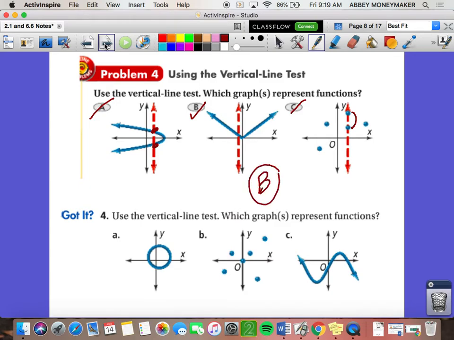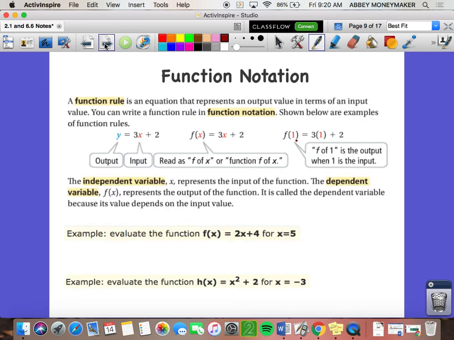Okay. So go ahead and try A, B, and C down at the bottom. Be sure to read the question carefully. Hit pause, answer them, and then once you have them answered, hit play and see if your answers match. On this one here, B and C would both represent functions because they pass the vertical line test. So if you take your pencil and drag it across from left to right, it does not hit any place more than once. All right.